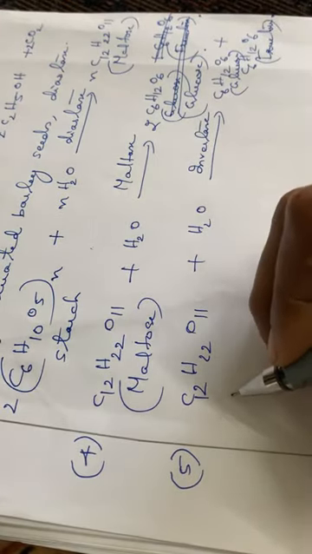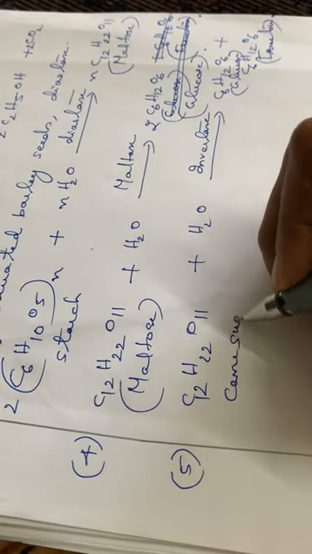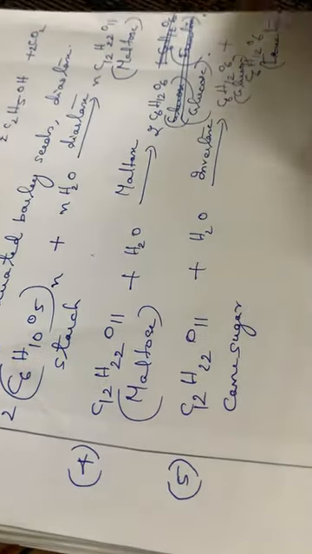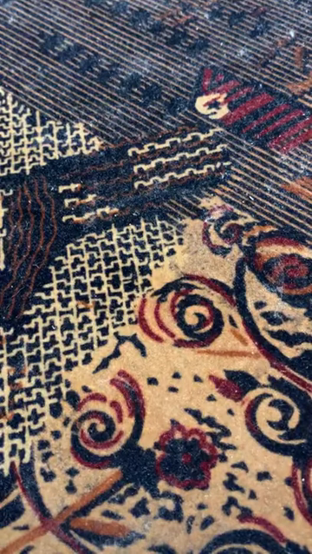So this is cane sugar. Cane sugar on hydrolysis in the presence of the enzyme invertase will be converting to glucose and fructose. Then you have to go through some of the special features of these enzymes.